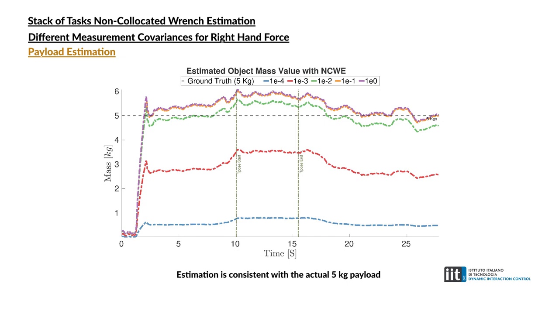These plots represent the payload estimation for different measurement covariance values. Thanks to the extended stack of tasks approach, the estimation is consistent with the actual payload, and the resulting estimates are within 10% error from the ground truth value.